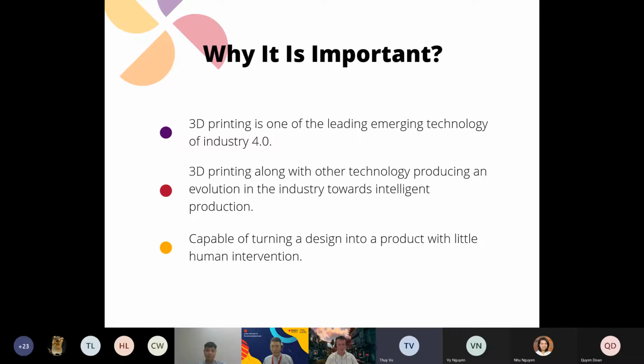Moreover, it eliminates the need for expensive tools and fixtures, reducing post-processing, material waste, and human intervention. So these are the characteristics that we believe define the industry of the future.